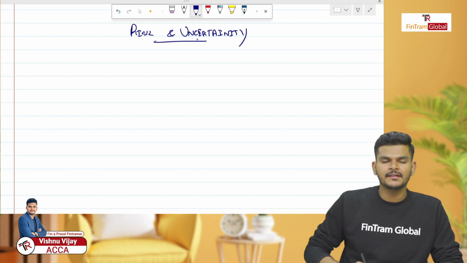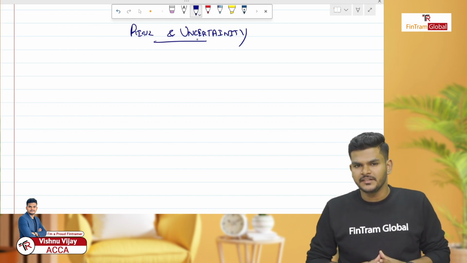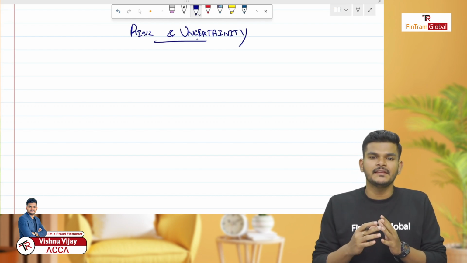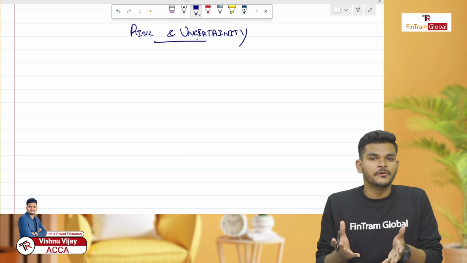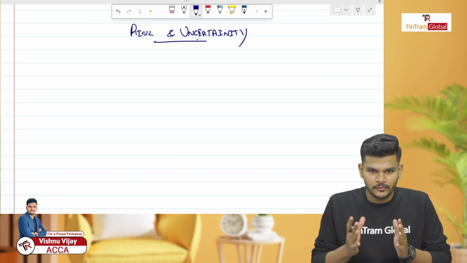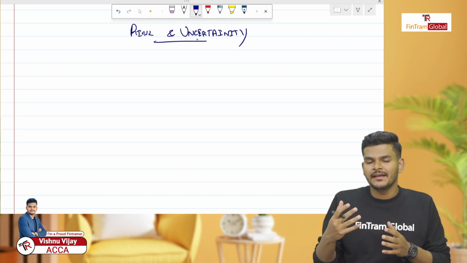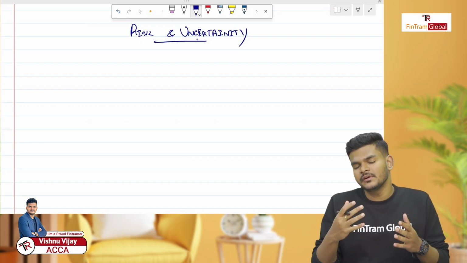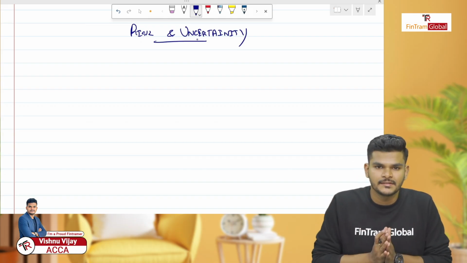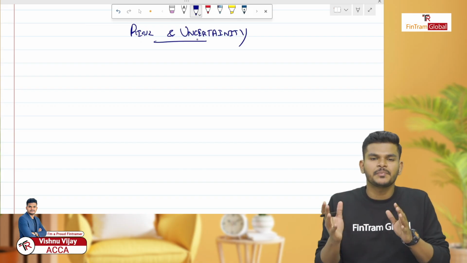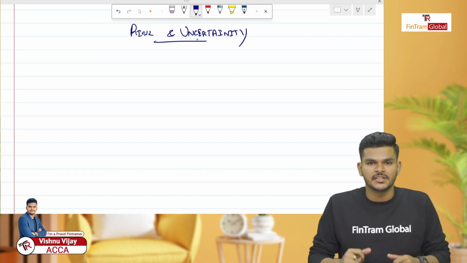So, what exactly does risk and uncertainty mean? Risk is basically an estimatable outcome, if you think about it. However, uncertainty is something that we cannot estimate, nor can we assign any probabilities to it. So that's the primary difference between these two terms.